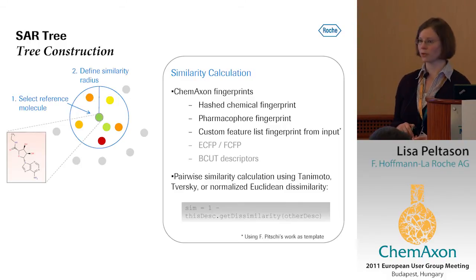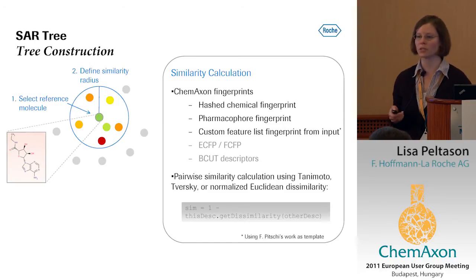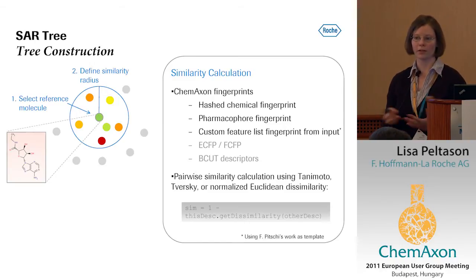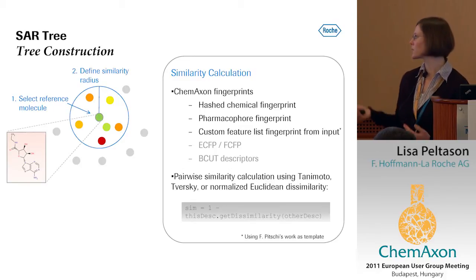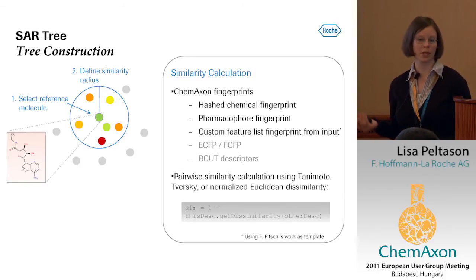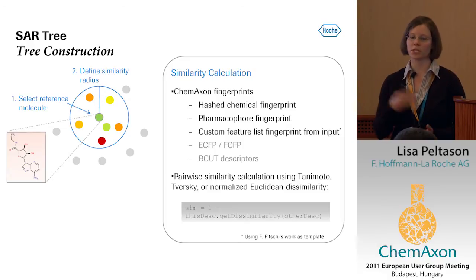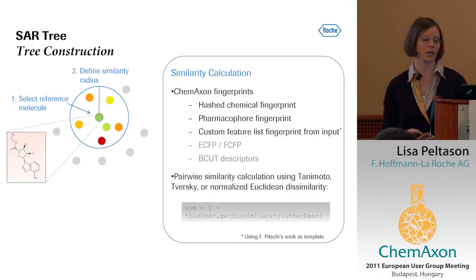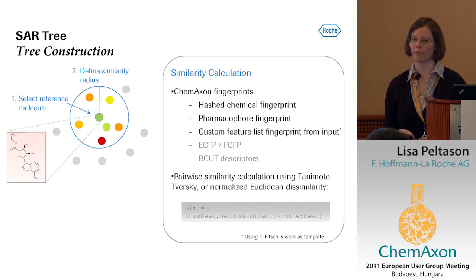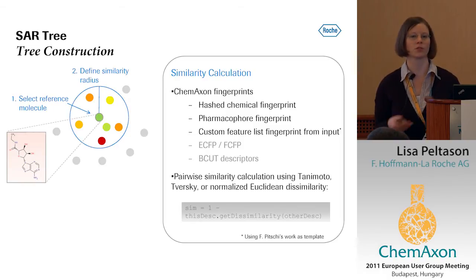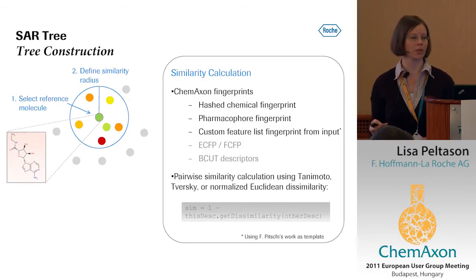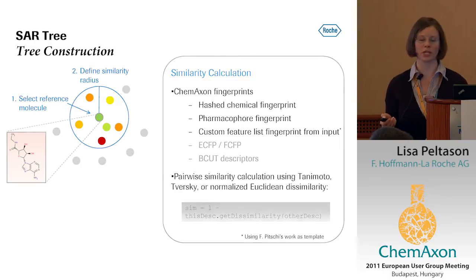Having these fingerprints, of course, we need similarity coefficients to compare them. Here the default is to use Tanimoto, but Tversky or the normalized Euclidean dissimilarity is also possible. And then we just take the complement of these values to obtain the similarity. Okay, so this is how we start. We now have the set of molecules that should become visible in the tree, and we have the similarity relationships.